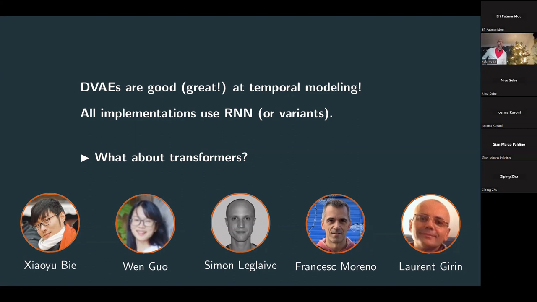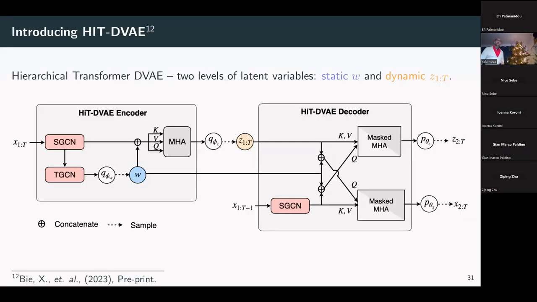So far, all the DVAEs that I mentioned were implemented via RNN. So obviously a question had to be asked: can we implement the DVAEs with transformer architectures? This is joint work with two BSc students, Xavier and Wen, and then three colleagues, Simon, Francesc in Barcelona and Laurent. So we proposed an architecture that we called hierarchical transformer DVAE, or HiT-DVAE, that has one static latent variable, this W, and one dynamic one in the sense that it has as many latent variables as a sequence. So it's a sequence of latent variables, right?